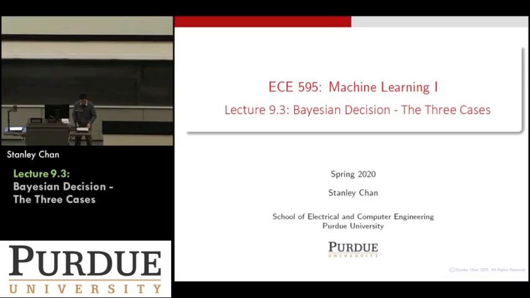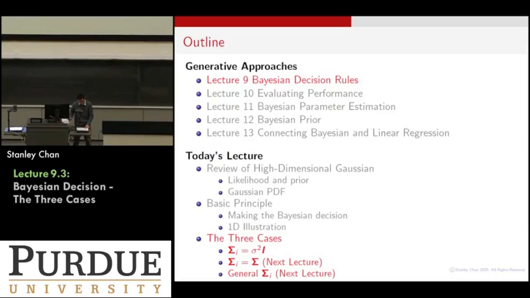So what I am going to do is to spend time on one of the three cases. That's the high-dimensional Gaussian. And this is a special case where the covariance matrices are identical. They're not just identical, they're very simple. The covariance is sigma squared times the identity matrix. That is the simplest possible case that you can imagine in a high-dimensional Gaussian.